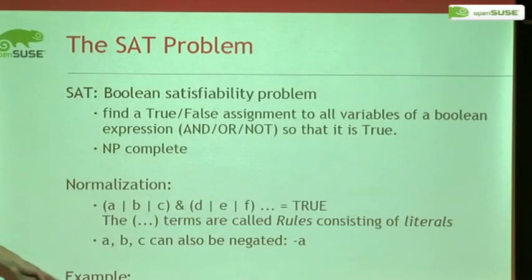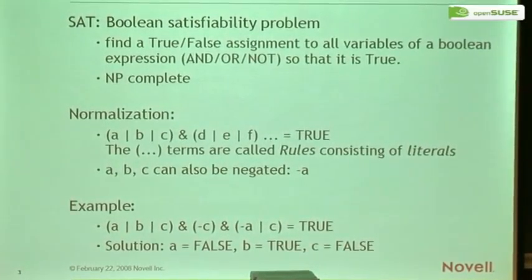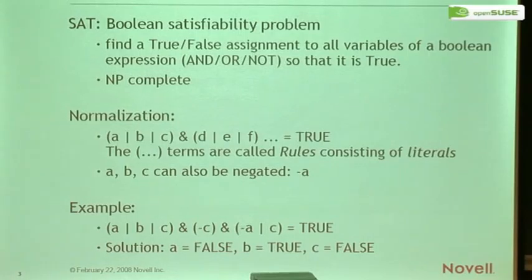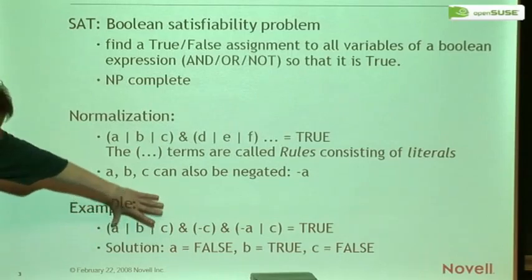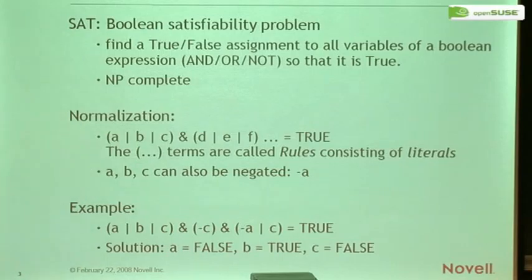Here's an example. You have A or B or C, and not C, and not A or C is true, and the solution would be to set A to false, set B to true, set C to false. Because then this term is true because of the B, this one is true because of the C, and the last term is true because of the A. So this is the solution. Normally there are multiple solutions for a problem, but I'll come to that later.